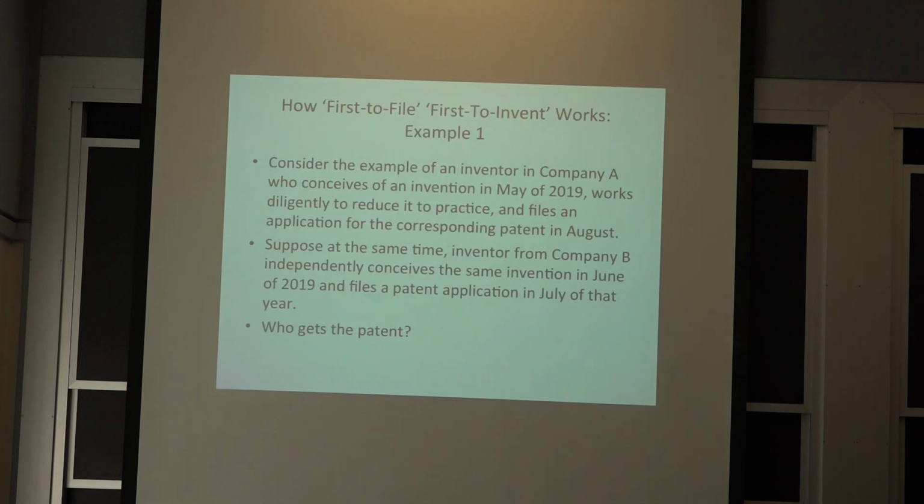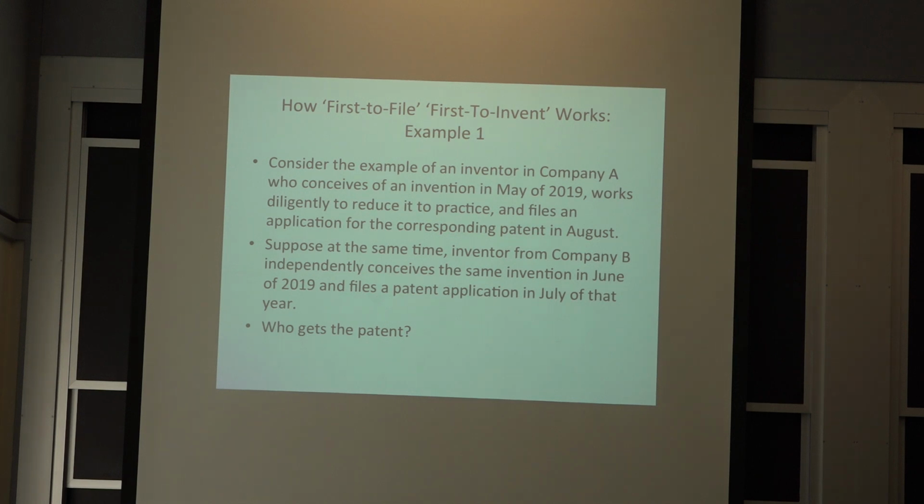Well, let me give you an example to illustrate this, and this is where your participation comes in. Consider the example of Inventor and Company A, who conceives of an invention in May of 2019, works diligently to reduce it to practice, and files an application for the corresponding patent in August of that same year. Okay? And suppose at the same time Inventor and Company B independently conceives of the same invention in June of 2019 and files a patent application 1 month later in July of that year.